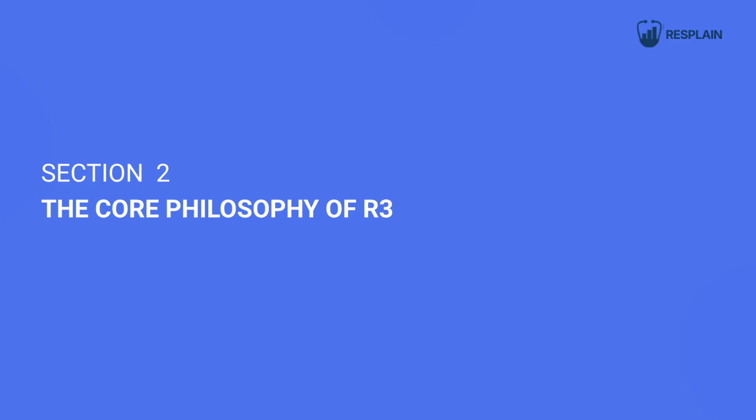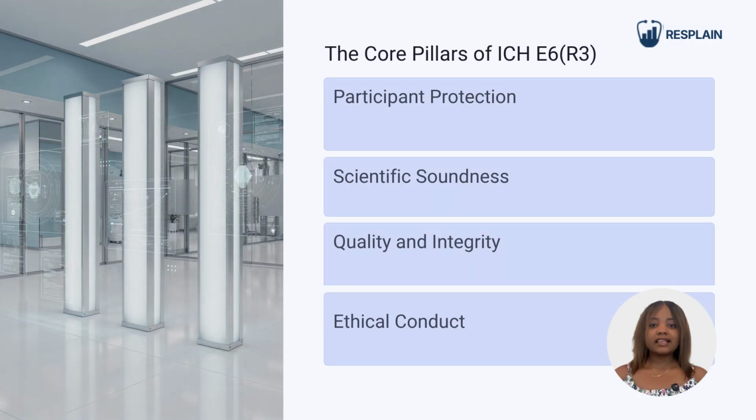Section 2. The core philosophy of ICH E6R3. At the center of ICH E6R3 are several foundational principles that shape how modern clinical trials should be conducted. Participant protection remains one of the strongest themes throughout the guidance. Auditors will increasingly examine whether sites are actively protecting participant rights, safety, and overall well-being throughout the study lifecycle.